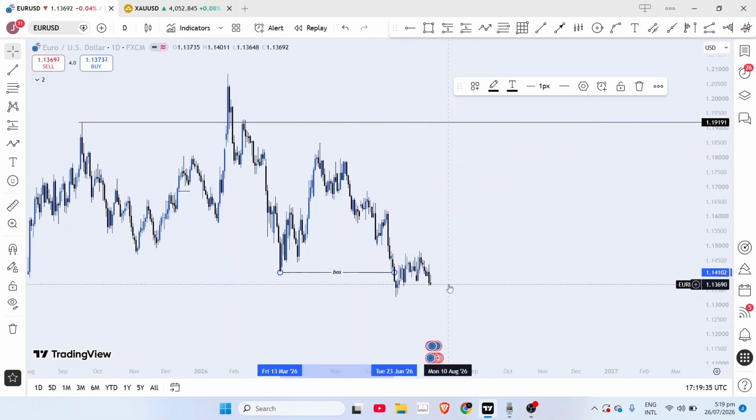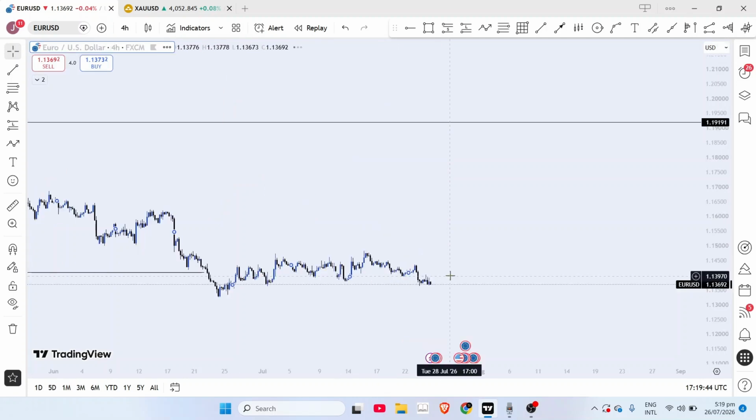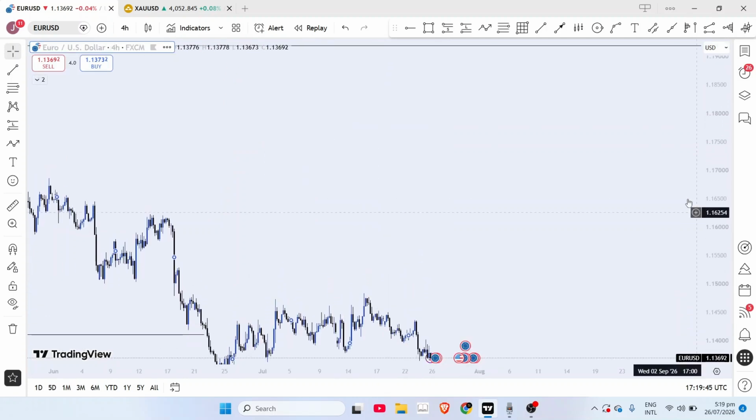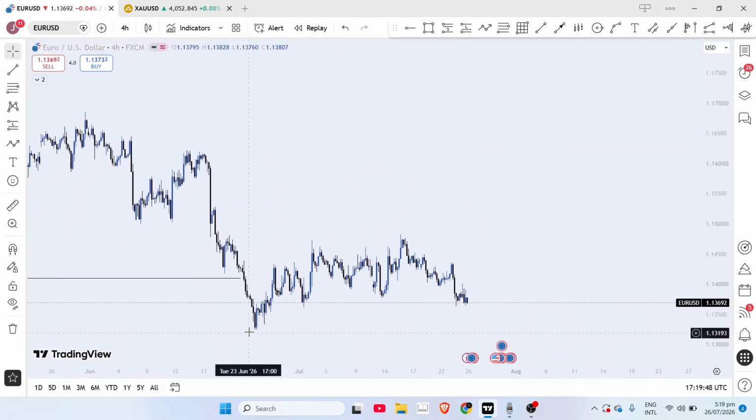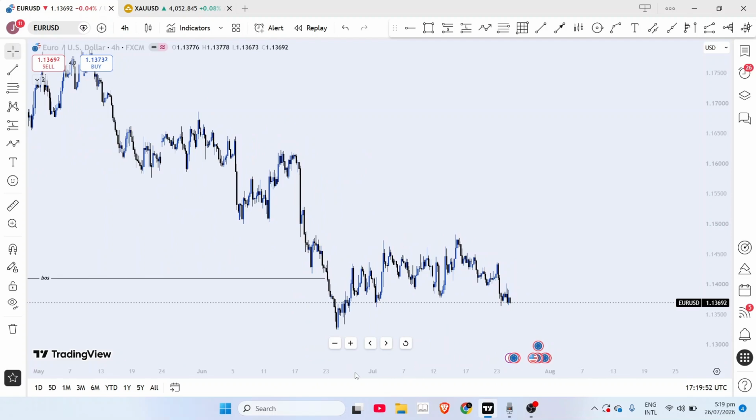consolidation right here. So on the 4-hour time frame, I never pick my point of interest from the day. I always pick my point of interest from the 4-hour time frame because I'm a day trader. I'm not a swing trader. Even sometimes I'm on the 5 minutes time frame trading. So why should I go up to the 1 day time frame to pick a point of interest?